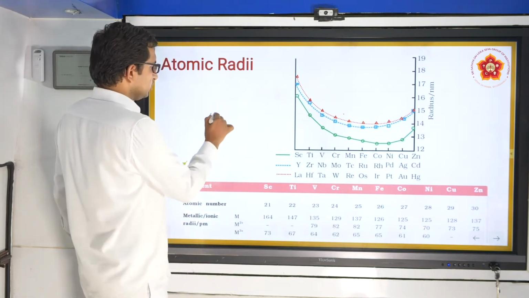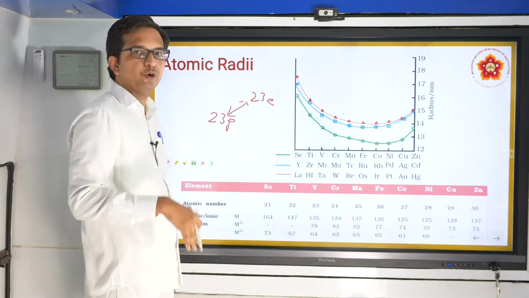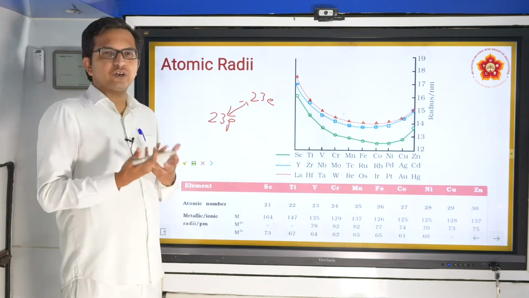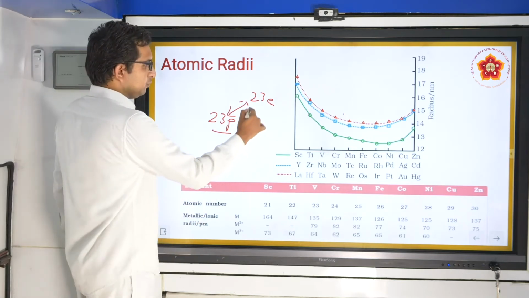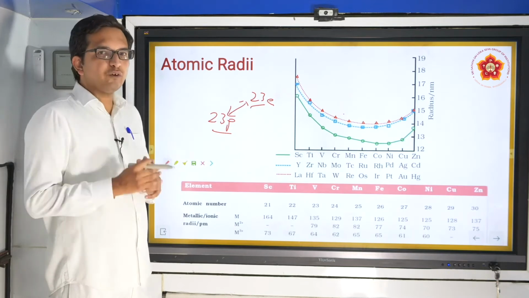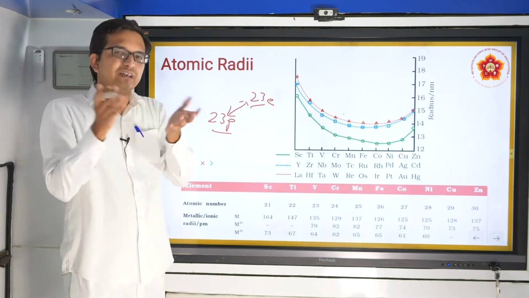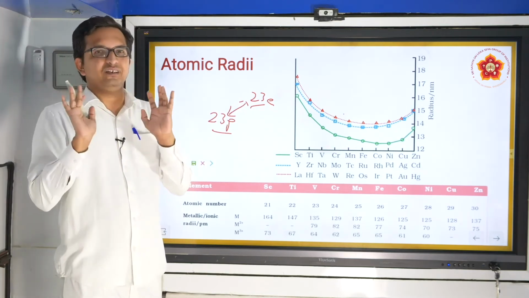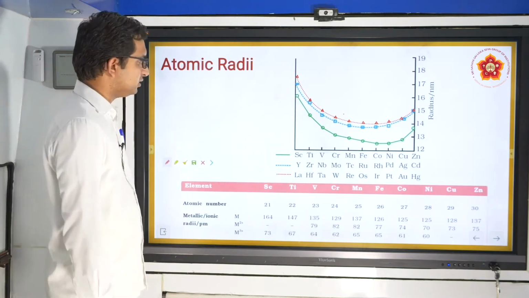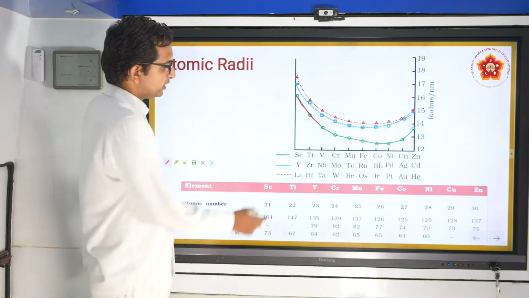Supposing I increase this to 23 protons and 23 electrons, with an increase in number of protons and electrons, we have to realize that the effective nuclear charge, which is nothing but the attraction between the nucleus and the outermost electrons, will go on increasing. Therefore, when the charge is increased, there is more attraction. When attraction is more, naturally the size will decrease. So the basic understanding is that as we go across, the size should decrease. But what has happened here is that at the start it has decreased. That's nice.